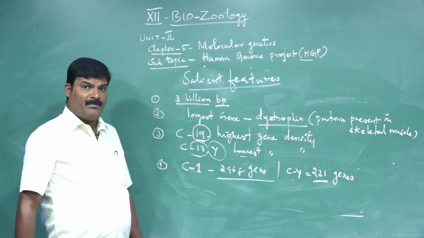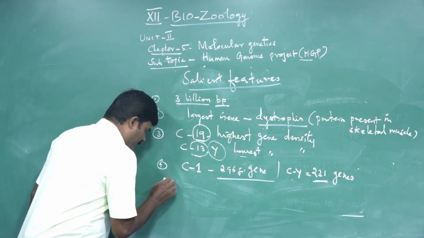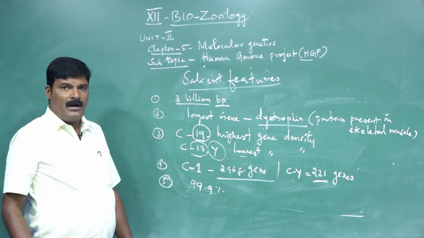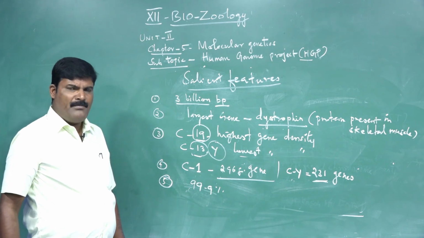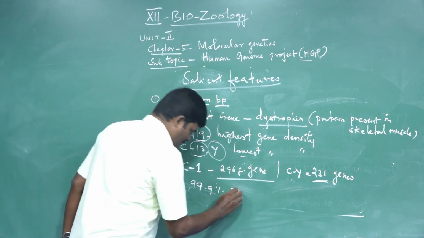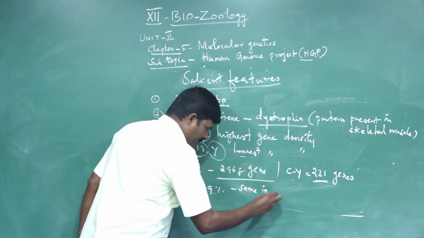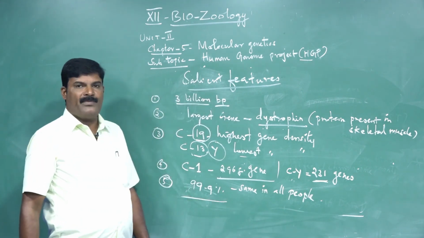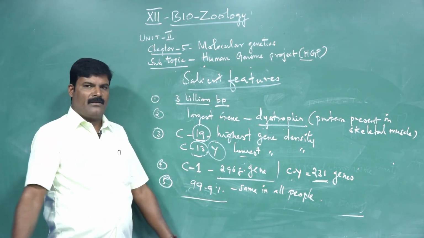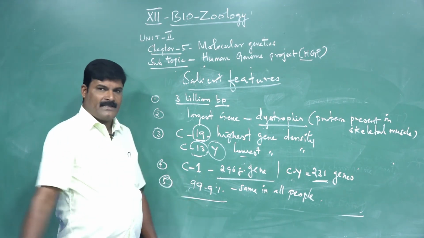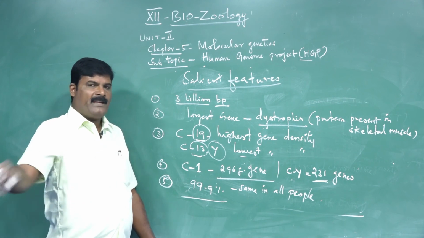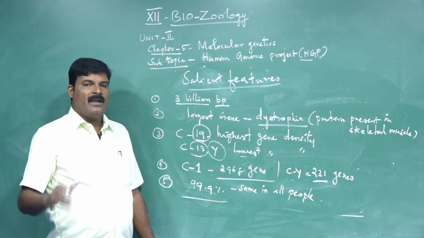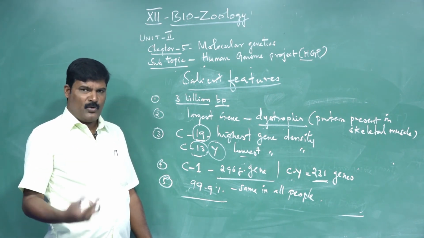So already I explained microsatellites. Here, 99.9% of the genes are exactly the same in all people. Only the remaining fraction is the repeated portion, the repeated DNA sequence. What is a repeated sequence? These DNA sequences are called microsatellites.